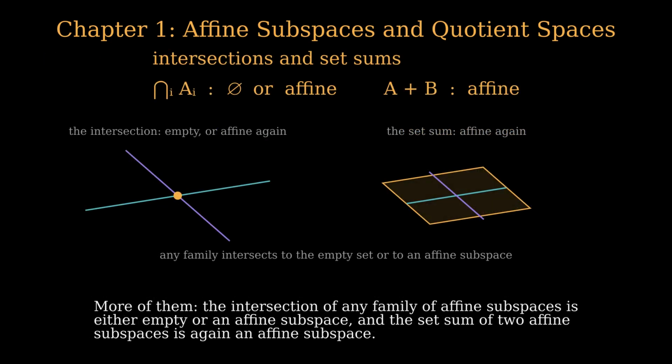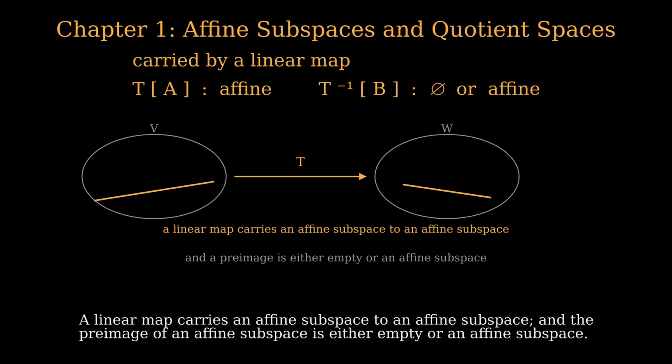More of them. The intersection of any family of affine subspaces is either empty or an affine subspace, and the set sum of two affine subspaces is again an affine subspace. A linear map carries an affine subspace to an affine subspace, and the preimage of an affine subspace is either empty or an affine subspace.